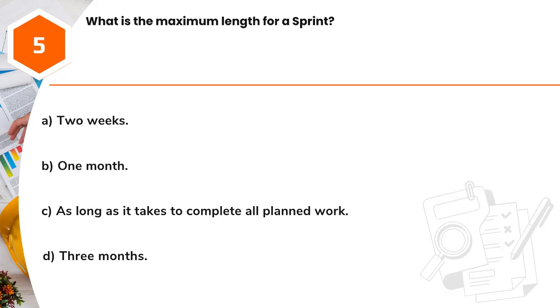Question 5. What is the maximum length for a sprint? A. 2 weeks. B. 1 month. C. As long as it takes to complete all planned work. D. 3 months.